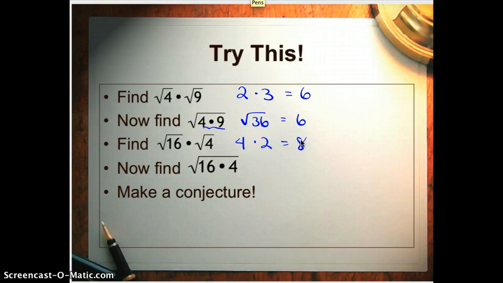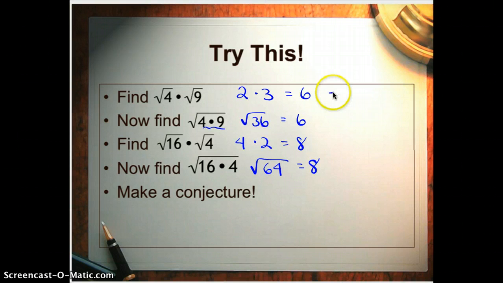Okay, square root of 16 times 4. So this time 16 times 4 first is 64. Square root of 64 is 8. I want you to make a conjecture. So what do you think might always be the case? We've just seen a couple examples.